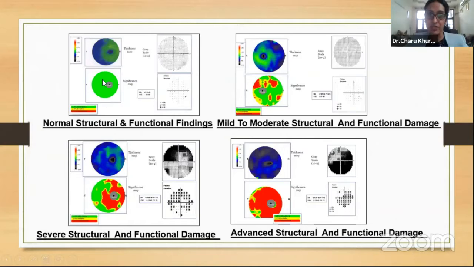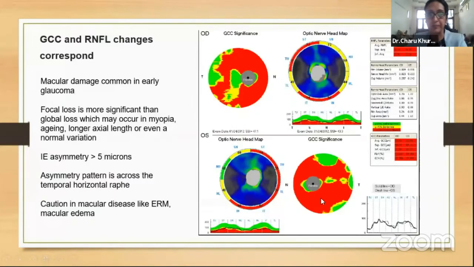So in a normal patient, this is how the GCC will appear. In patients where the visual field defects have not yet started, but there is early disease, there will be areas of ganglion cell thinning. And then, of course, in severe functional loss, we find that the GCC loss has increased significantly. Now, normally the GCC as well as the RNFL changes will correspond, but you should be cautious in patients with macular edema and also in patients with ERMs, because there you may get a higher GCC thickness.